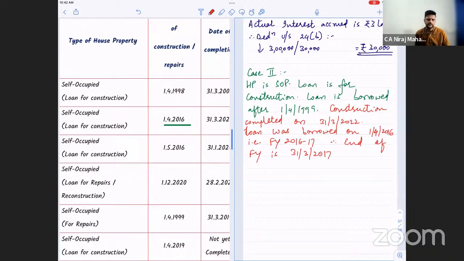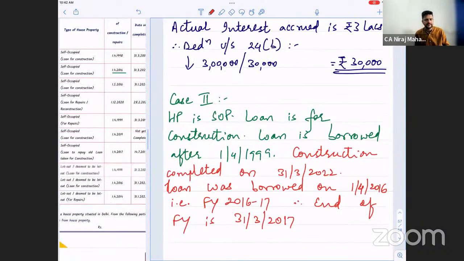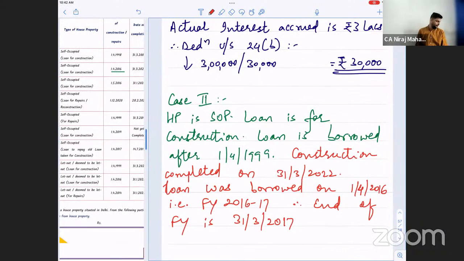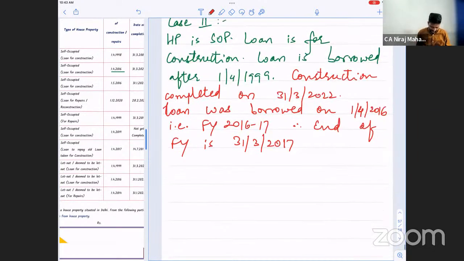The loan was borrowed on 1st April 16. That means it is coming in which financial year? 16/17. So as per the law, it is what? Within 5 years from the end of the year in which loan was borrowed. Again, I'm repeating, within 5 years from the end of the year in which loan was borrowed. The year in which loan was borrowed, 16/17. End of the year, 31/3/17. From there, we will check 5 years. Very important.